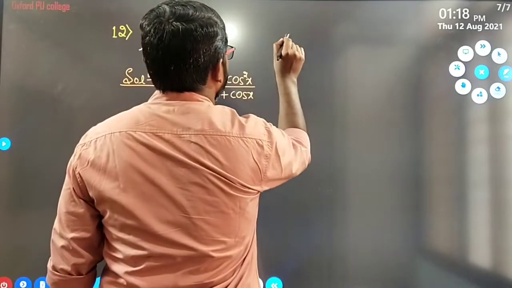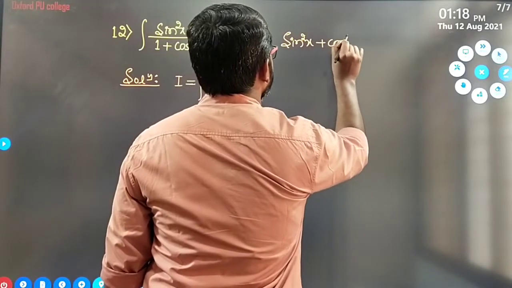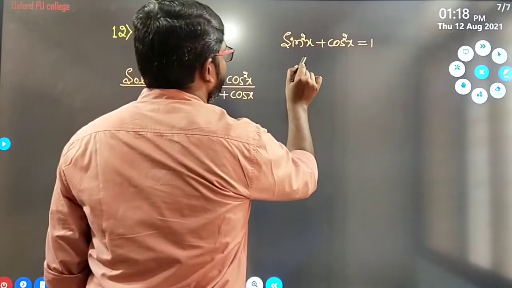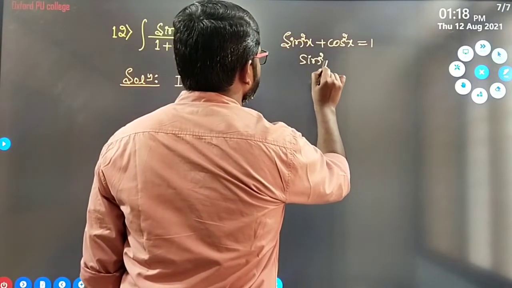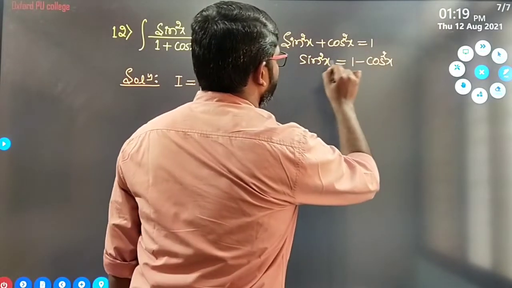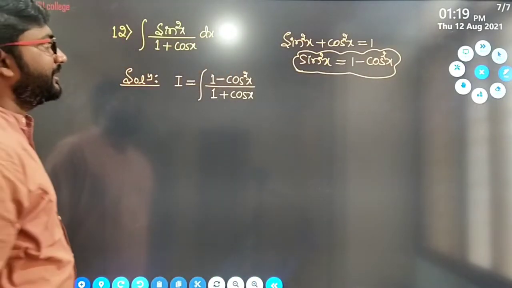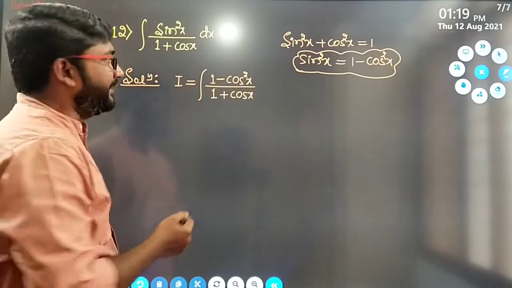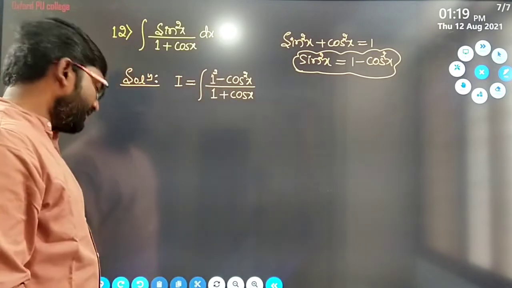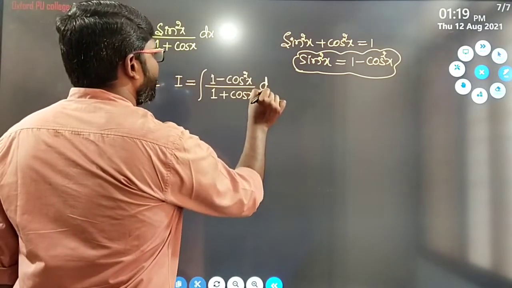The standard property was sin square x plus cos square x equals 1. So this was the standard identity. From this, sin square x will be 1 minus cos square x. So that's what I have done here. Now the numerator is in the form of a square minus b square. Here 1 can be written as 1 square. So a square minus b square means we can write a plus b into a minus b. So here I will write the dx.